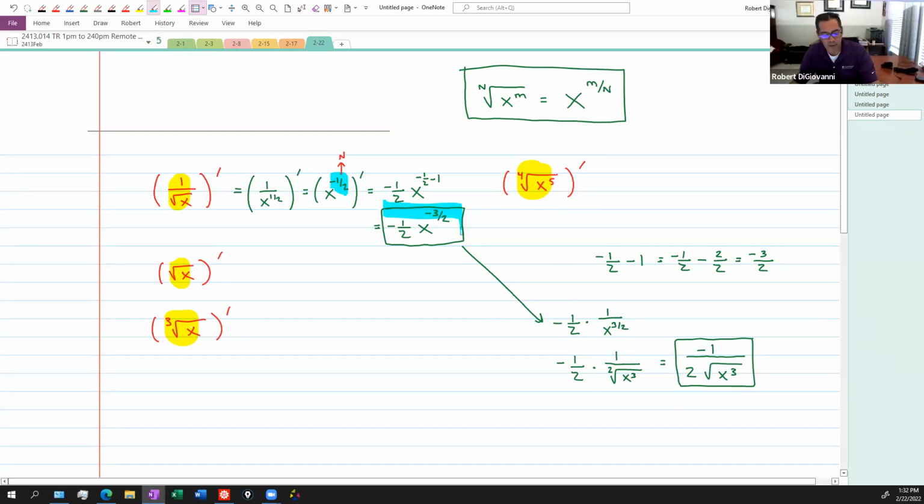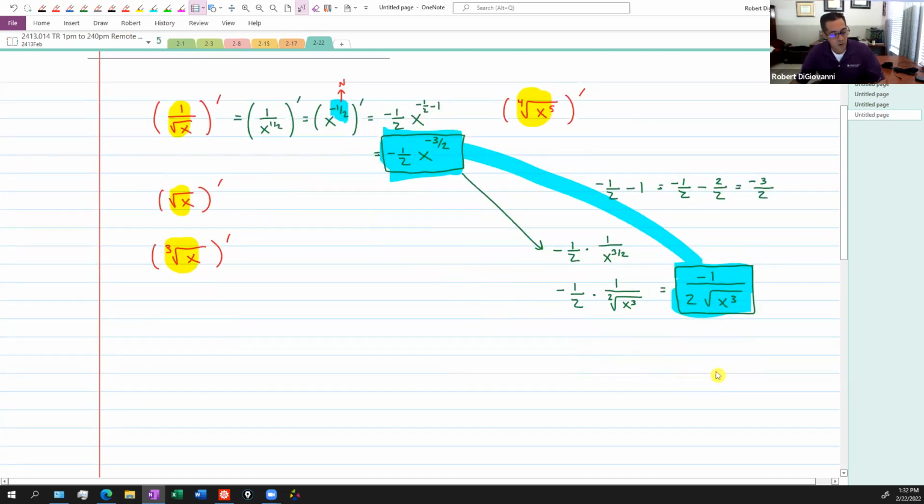I'm perfectly happy with this answer. On a test, I'm perfectly happy with that. But algebraically, everybody should be comfortable with that. You know, it's not that hard to get from here to here. Now let's look at the next one.